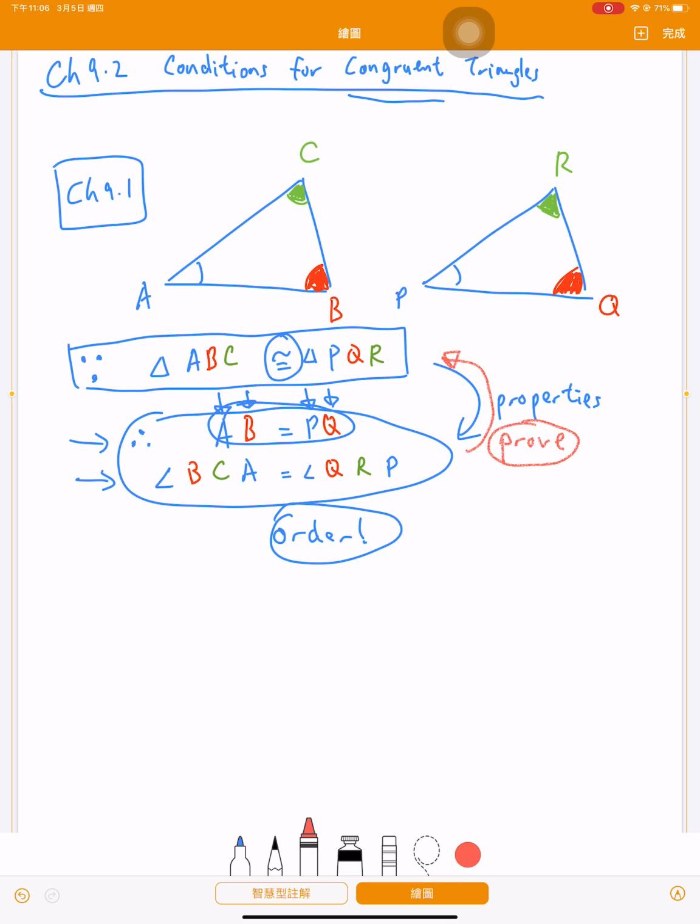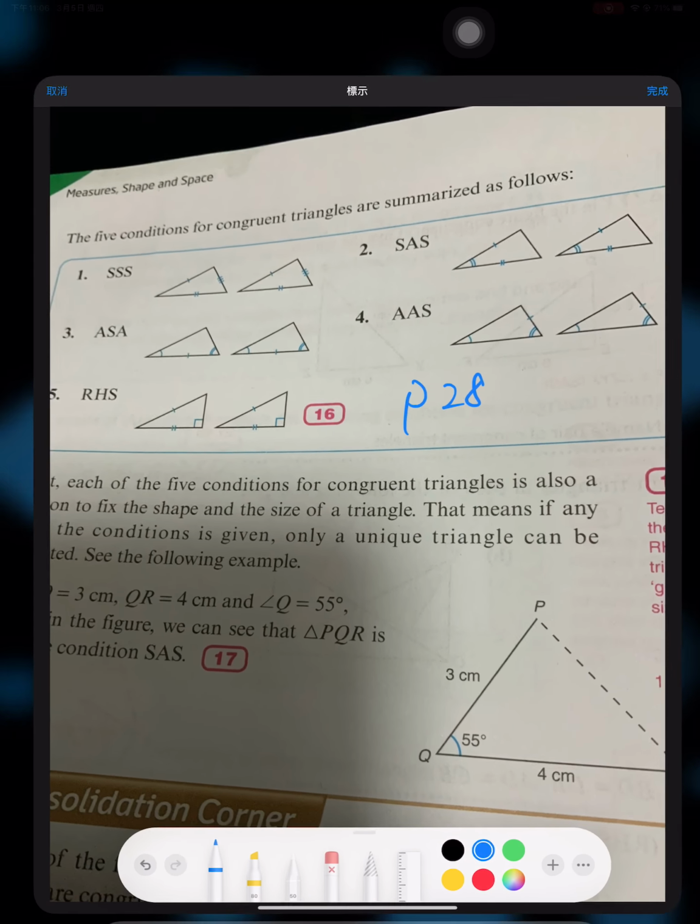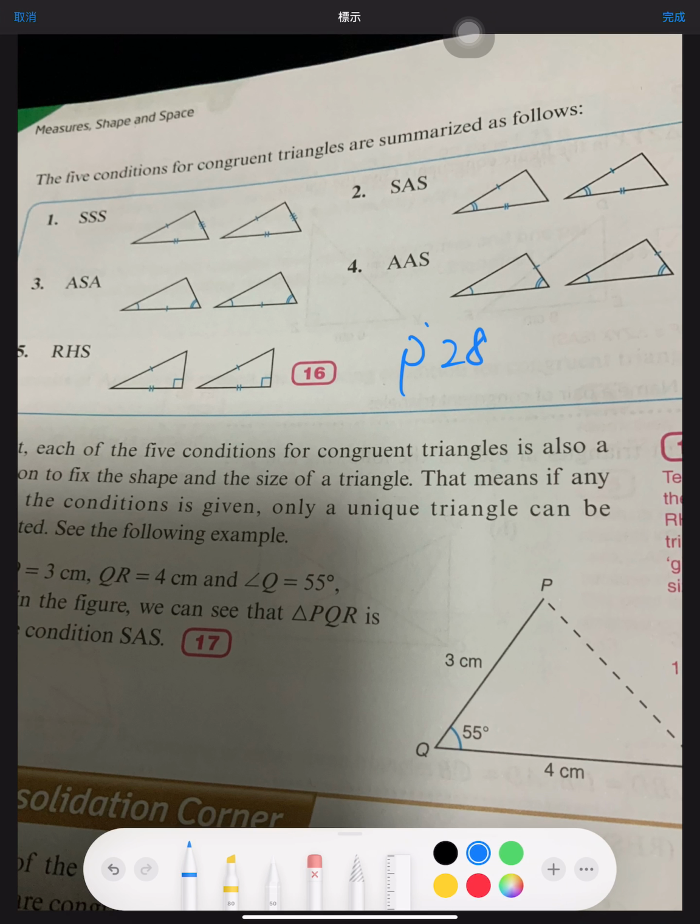So if you have read the book on page 29, you can see there are totally 5 conditions to prove congruent triangles. They are called SSS, SAS, ASA, AAS, RHS.